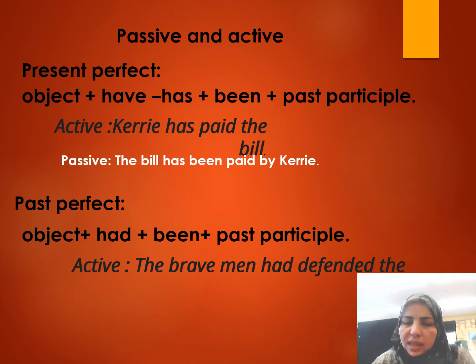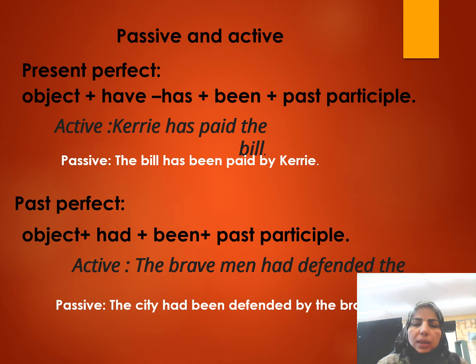Now we will change this sentence from active to passive. It will start with the object, here the object is the city, then we will put had, after had been, and the past participle verb. See the example, how we change the example into the passive. This is the example. The city had, here we start with the object. The city had been defended by the brave men.